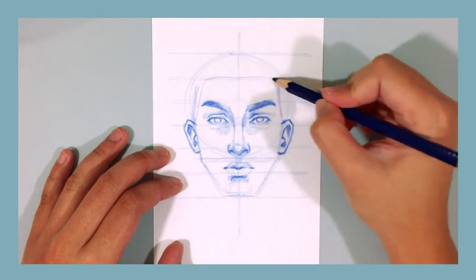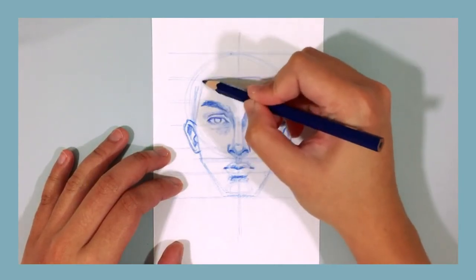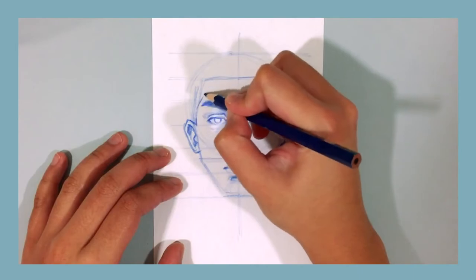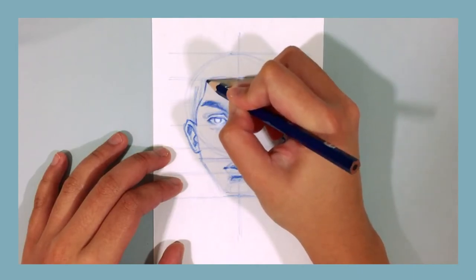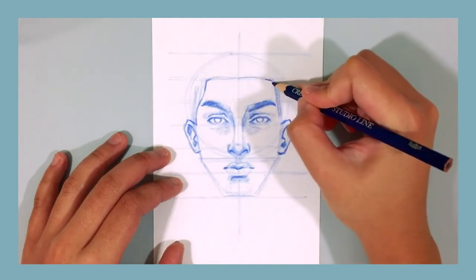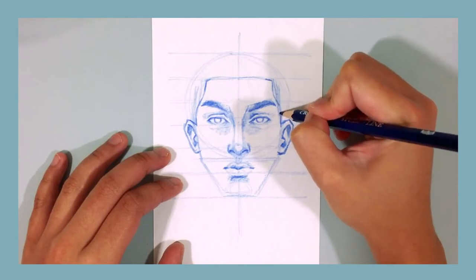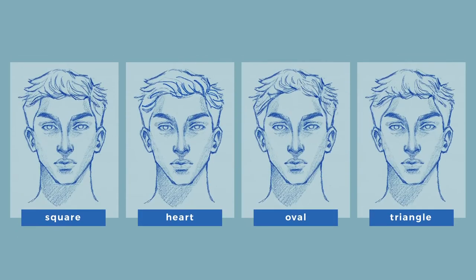For the hairline, let's go back up to line 2 and draw a square hairline, which is perceived to be more masculine. And to draw this, just think as if you're drawing the upper half of a square. And there are actually multiple hairlines that you can draw to create different face shapes, which you can see on screen, but let's stick to a square hairline.